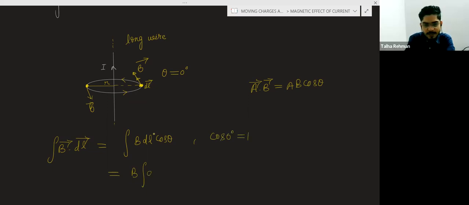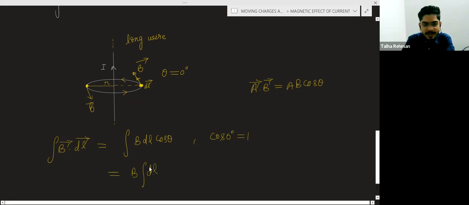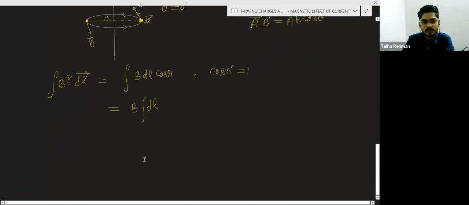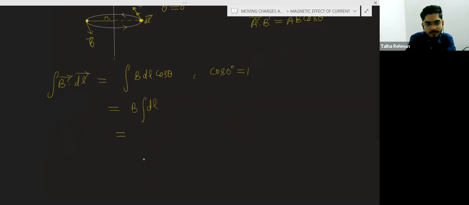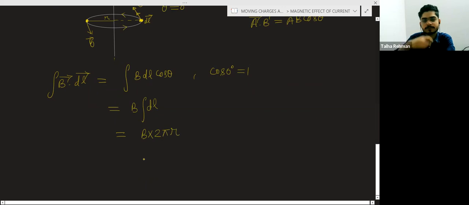So here you will have the integral of dl. Integration of dl means you are adding up the small lengths of this loop throughout the loop, so you will get the total length of the loop. Finally you will have B into the total length of the loop, meaning the perimeter of the loop, that is 2 pi r.